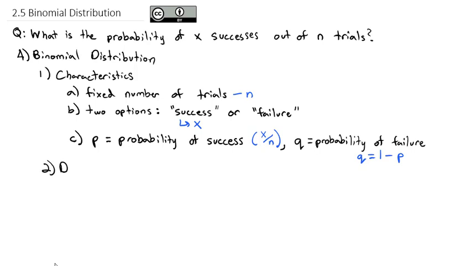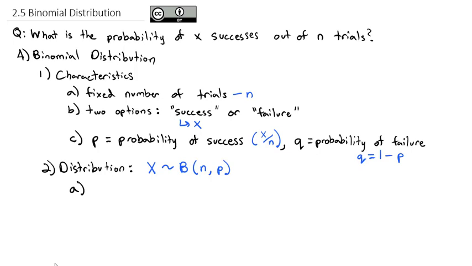So the distribution itself for the binomial is, we're going to say that x tilde, or the little squiggly line, B for binomial, and then in parentheses we'll do n, the number of trials, and p, the probability of success. And we'll use this notation to represent how the x is distributed. It's distributed as a binomial with n trials and a p, probability of success.